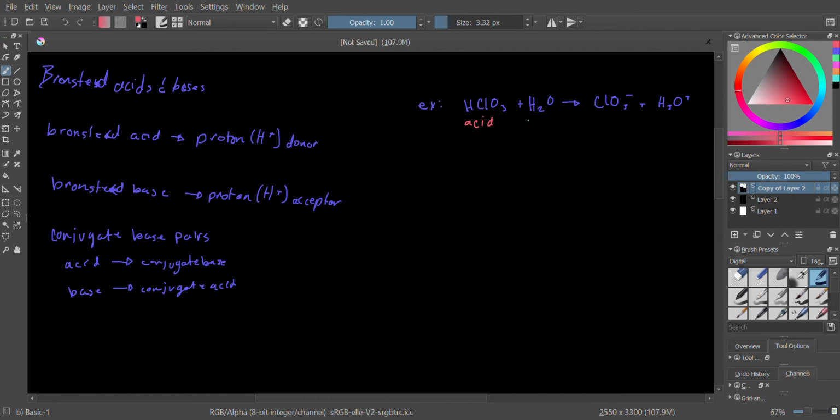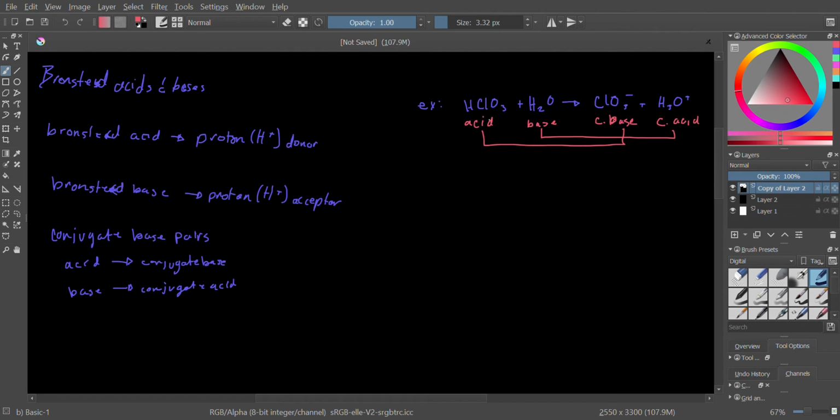So this is chloric acid, so we know that this is our acid. So then this has to be our base, right? So then if this is our acid, then this is going to be our conjugate base, and this has to be our conjugate acid. So these two go together, and these two go together, right? And you guys can clearly see here that the HClO3 lost its H, so therefore this is your acid, and then your H2O gained an H, so that's our base, right?